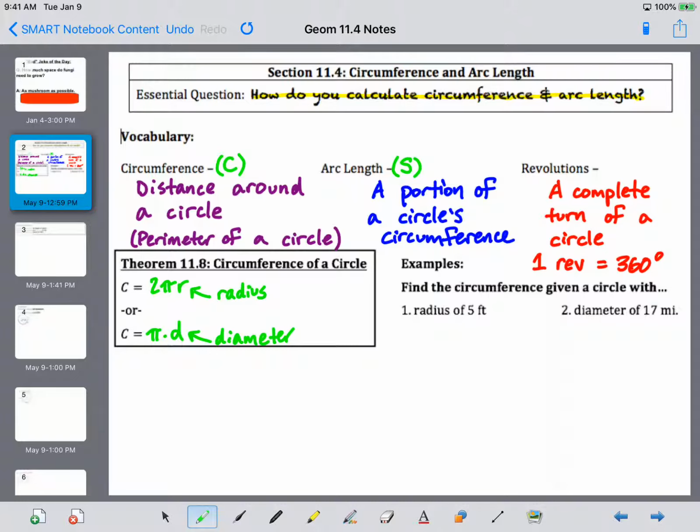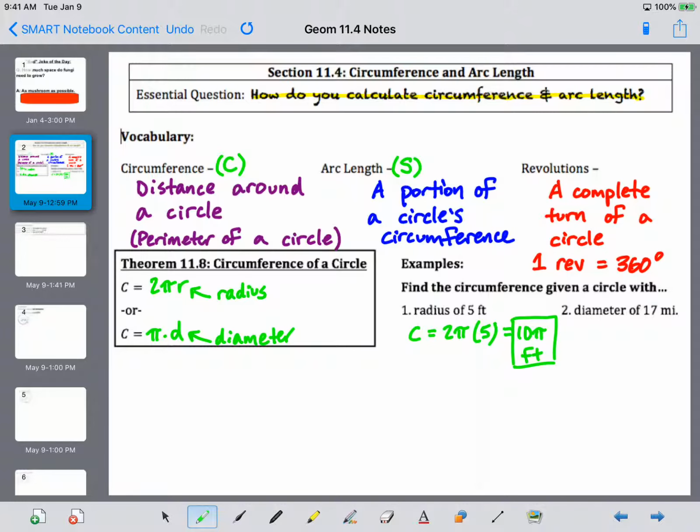So in these first two examples, they want us to find a circumference with a radius of 5. So we're going to use the top formula. C equals 2 pi r, and here r is 5. So that's 2 times 5 is 10 pi. And you can leave your answer like that. Let's just make sure we put feet on as our units.